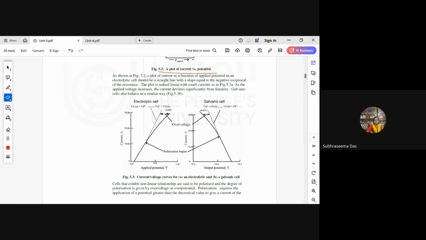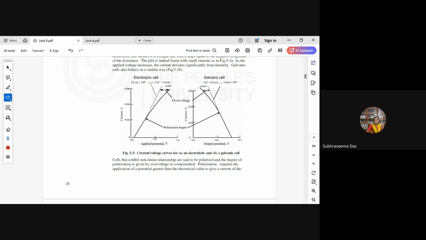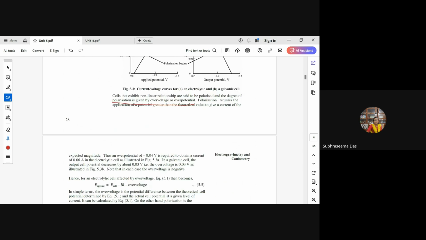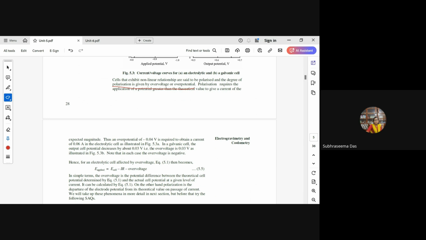Similarly, in figure 5.3a, it shows the IE curve for an electrolytic cell. The current here deviates from linearity, and a galvanic cell also behaves in a similar way. However, the deviation differs in positive and negative direction for the electrolytic cell and the galvanic cell. The cells that exhibit a non-linear relationship are said to be polarized, and the degree of polarization is given by overvoltage. This overvoltage is a very crucial term in electrogravimetry, and in the next section we will discuss why it is important.